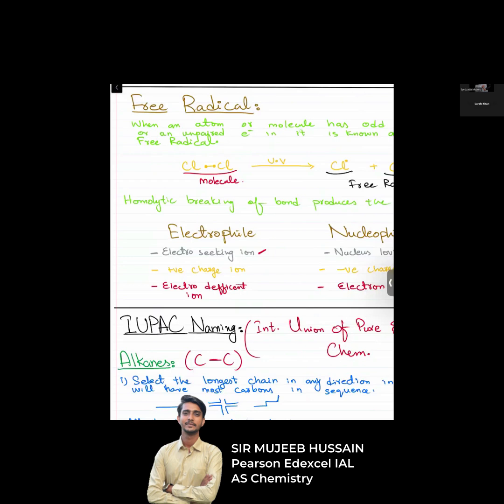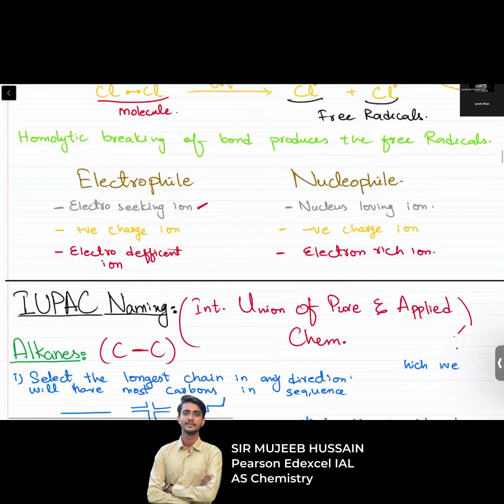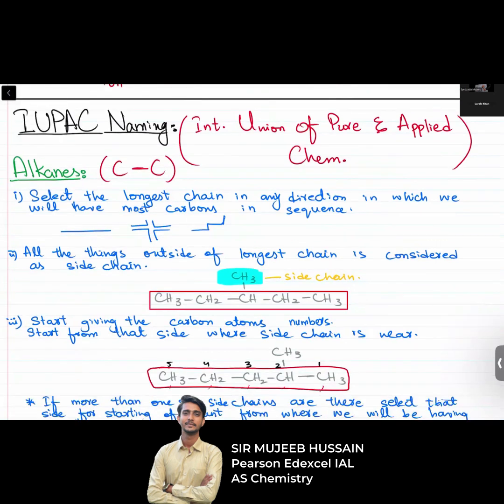Okay. Now let's see this. Now we need to move towards the IUPAC naming. What is the IUPAC naming? IUPAC means the International Union of Pure and Applied Chemistry. These are basically the rules.